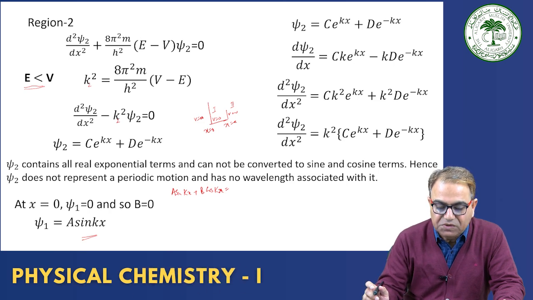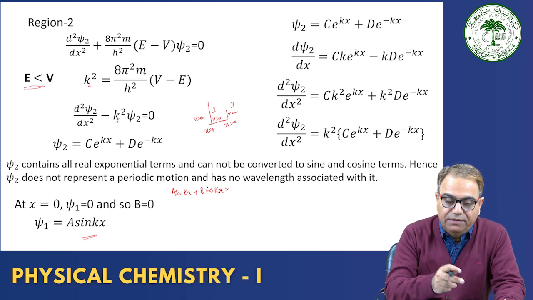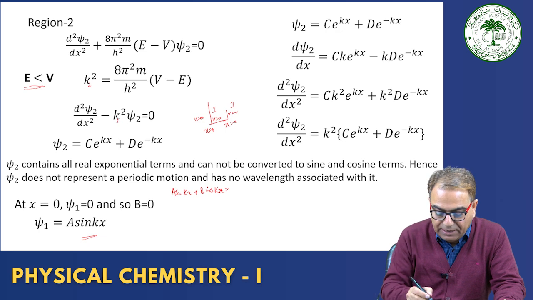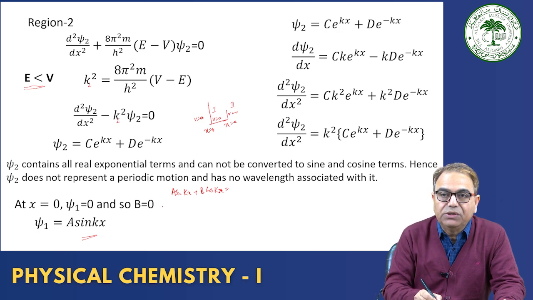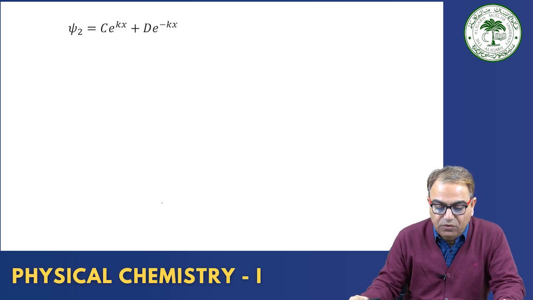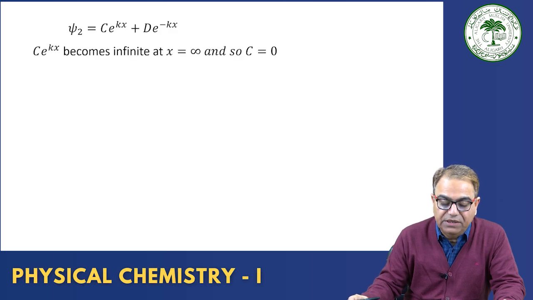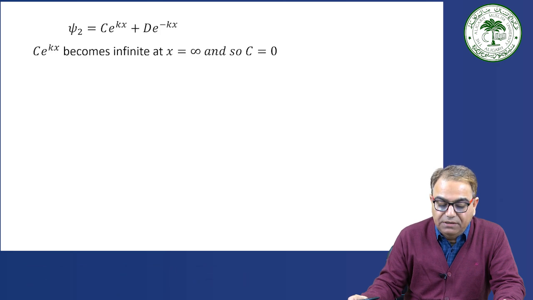Okay. So this is the solution of region 1, and applying the boundary condition that at x is equal to 0, psi 1 is 0. Now, if you go for psi 2, then this is the wave function. And what does it mean? This function becomes infinite at x is equal to infinity.